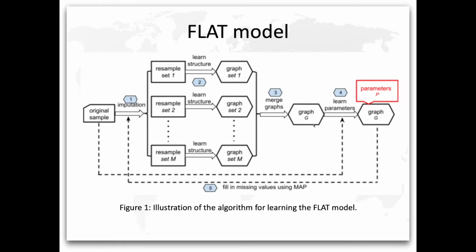After we have this structure, we learn parameters using the original dataset, and then we get a graph and the parameters. Then again we fill in the missing values using MAP, and just iterate the whole process until we reach the stopping criteria, which is that the difference between the structure scores of two steps should be less than a certain value.